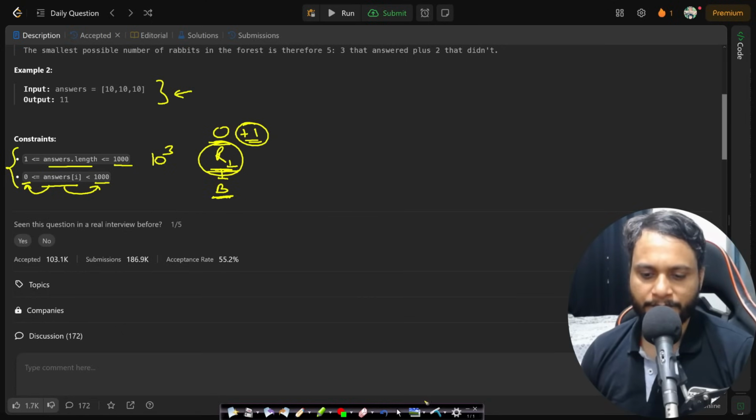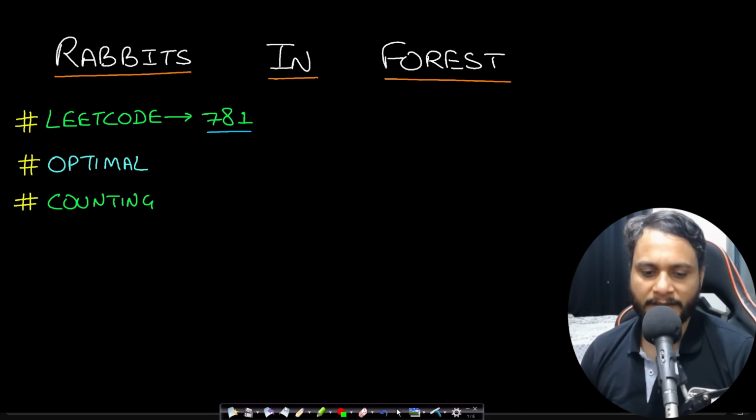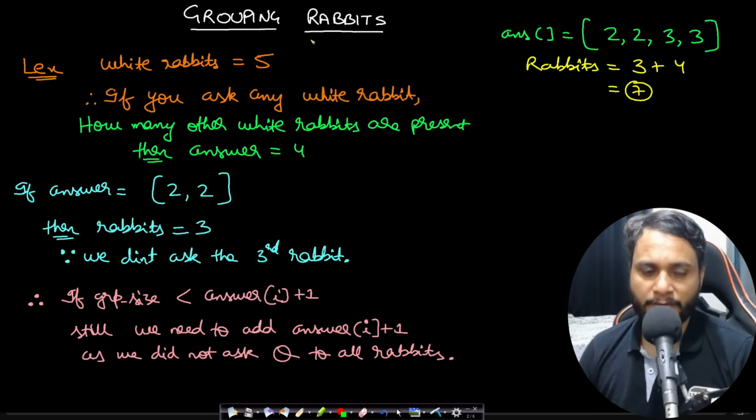Okay, so I think the problem statement is clear, and if you want to group the rabbits, then let's assume that the white rabbit count is 5. Therefore, if you ask any white rabbit belonging to this group how many other white rabbits are present, the answer will always be 4. So with the answer 4, you can make out that there are 5 rabbits.